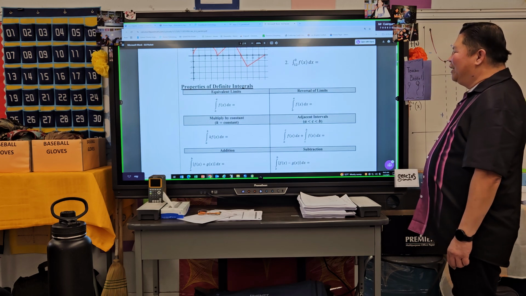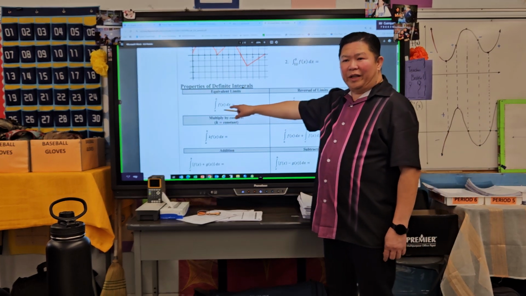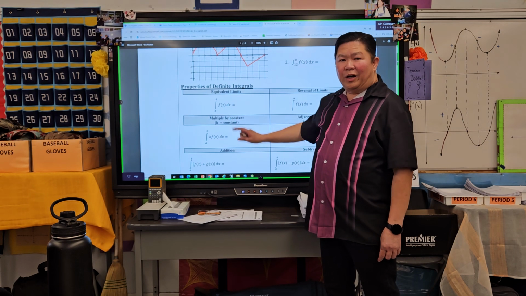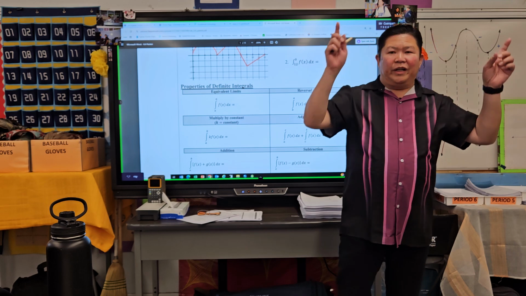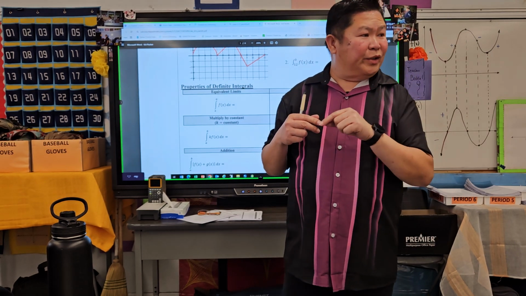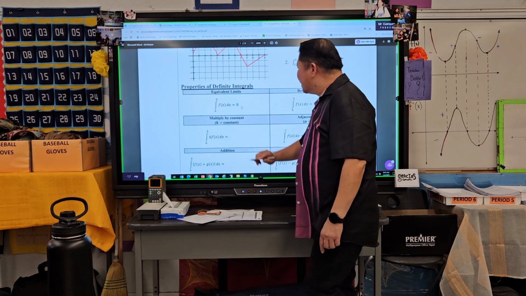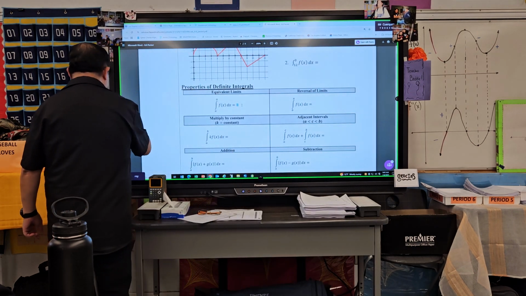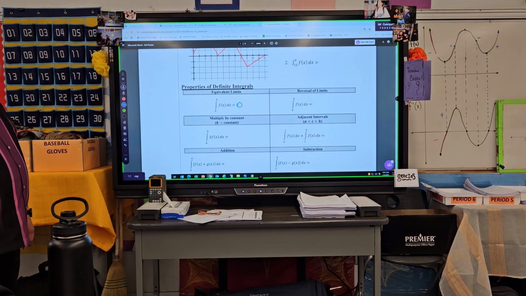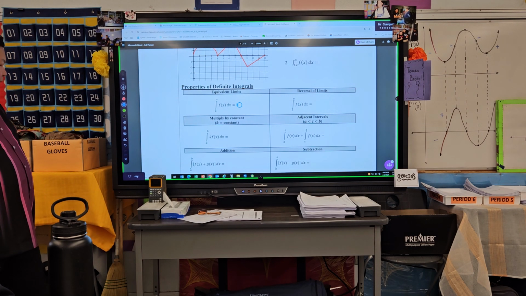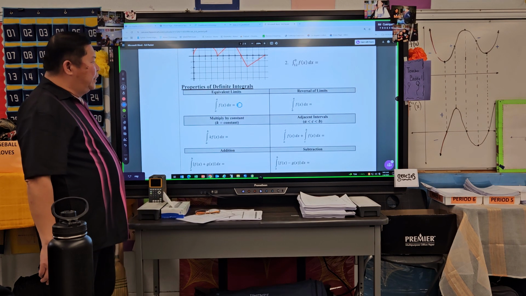This one, right? Properties of definite integrals. Look at this. The lower limit is a, and the upper limit is also a. That means, what was our idea last time? F of b minus f of a. Therefore, this is equal to 0. Very good.